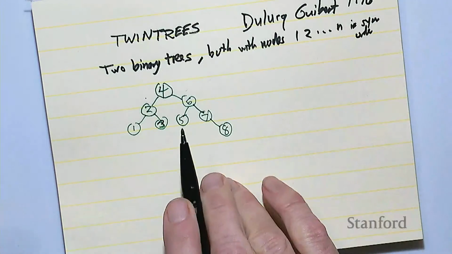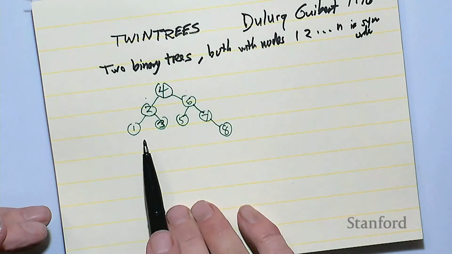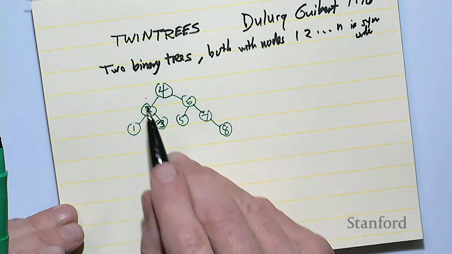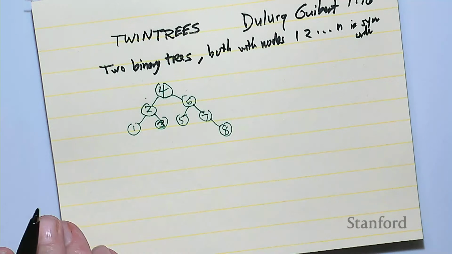Symmetric order, you take the left subtree first and do it in symmetric order, then you take the root, then you do the right subtree in symmetric order. So it's just reading it from left to right. It goes 1, 2, 3, 4, 5, 6, 7, 8.